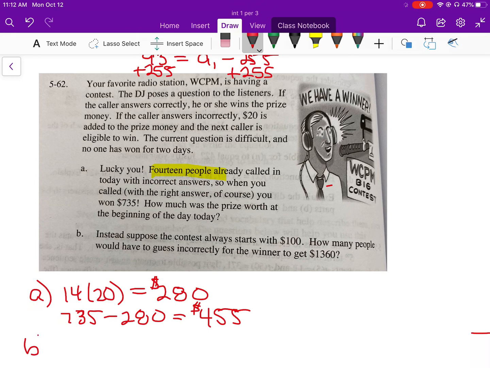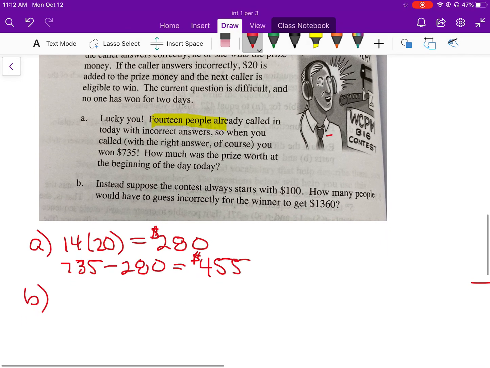Part B. Instead, suppose the contest always starts at $100. How many people would have to guess incorrectly for the winner to get $1,360? Well, let's think of this as an equation. We need to find n, right? That's the number of people. Do we know what the ending value is? That's our a sub n, so that's how much? 1,360. Do we know our starting value?